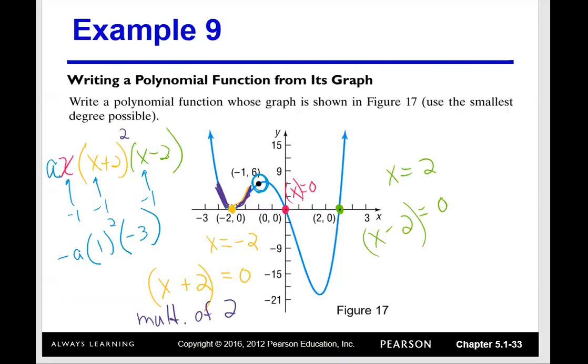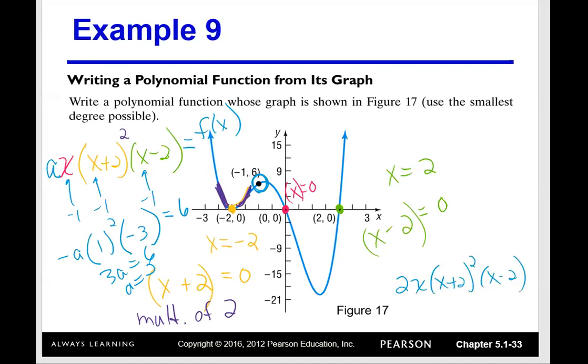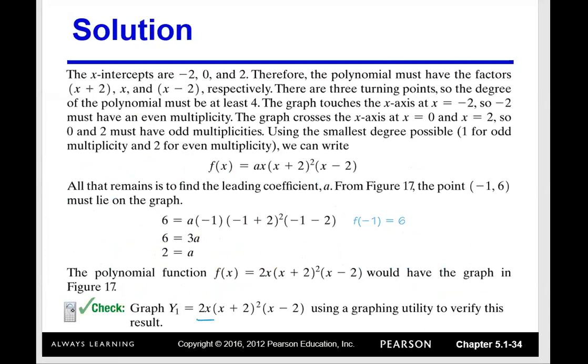Oh, sorry. Hello, April. Equals f of x, so equals 6. So this gives me 3a equals 6, so a is equal to 2. And then they stuck that in there. So they've got 2x times (x plus 2) squared times (x minus 2). And I guess if MyMathLab wants you to simplify that out, which I hope they don't, you'd have to. And that's the final answer right there.